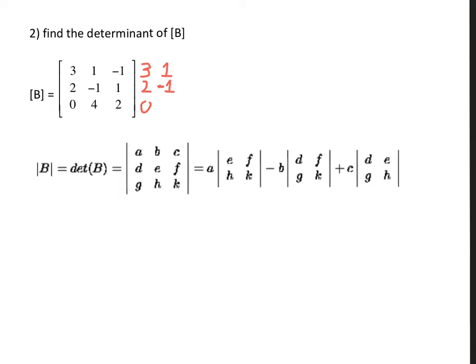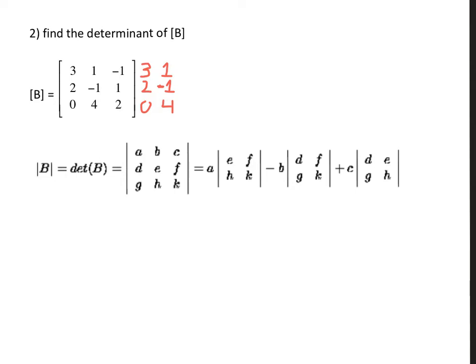I always have a hard time with my negatives with this cheap old stylus I have. Stylus, not stylist. And this is actually going to follow the exact same pattern as that cross product that we did back in chapter, whatever chapter the vector chapter is. I can't remember off the top of my head right now.